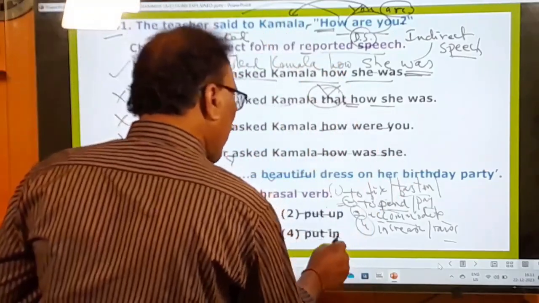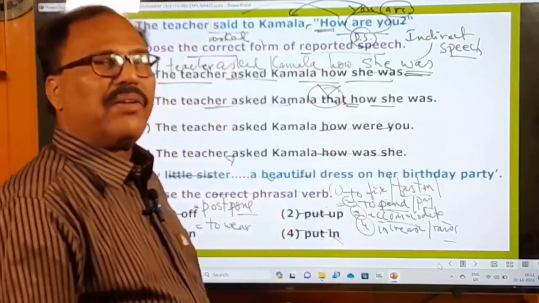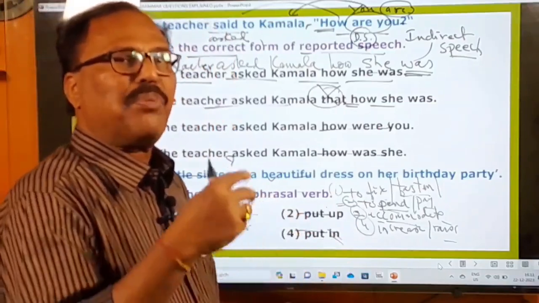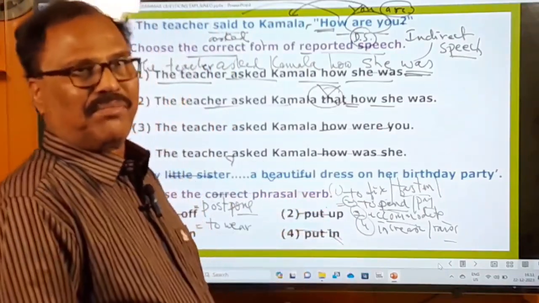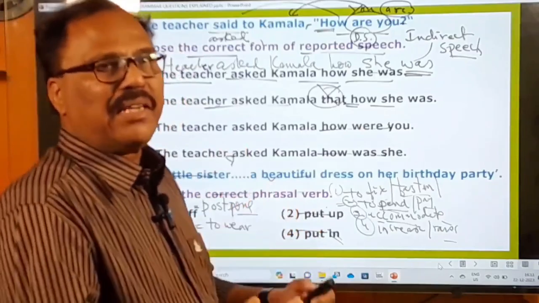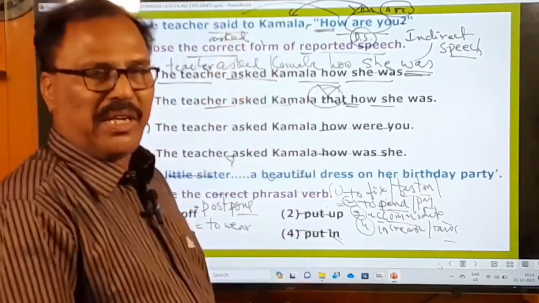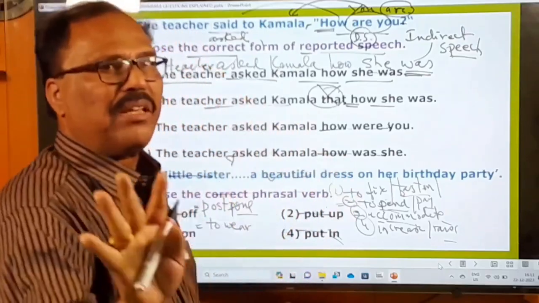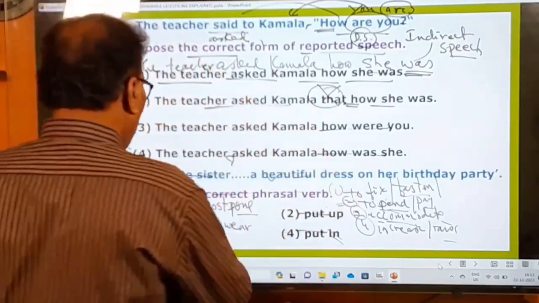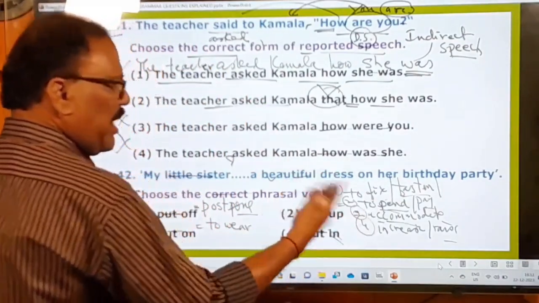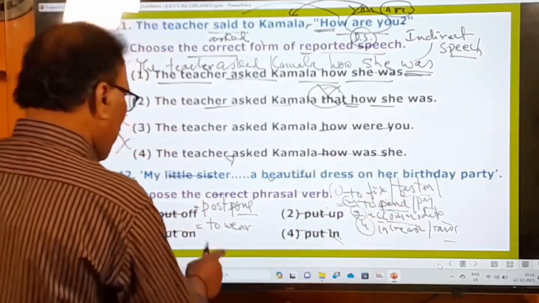And put in means what? Put in means to make a request. The old man has put in for a pension. The school has put in for a grant to repair their school building, something like that. Put in means to make a formal request for something. And put on means to wear.